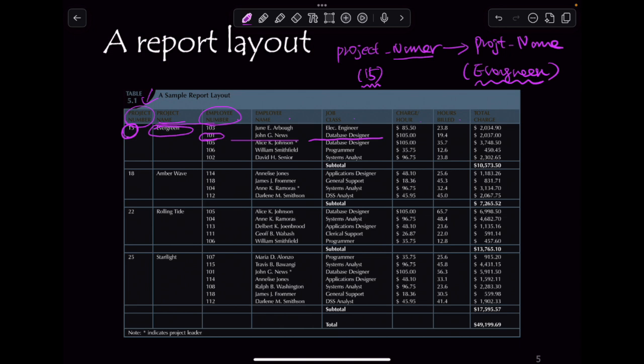Since we know job, can you determine how much you pay? Yes, $105. How about hours billed? Can you determine it? No, you cannot. Why? Because, for example, same employee 101, John News here, still same job class we can determine and the charge per hour we can determine, but we have a different value here. So when I give you employee number 101, there are more than one value, like 15.4 and 6.3, two values are available. So you cannot just choose one value for hours billed.